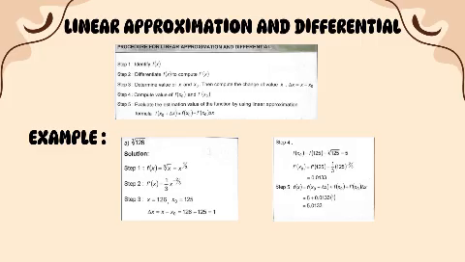For step 5, evaluate the estimation value of the function by using the linear approximation formula. f(x naught plus delta x) approximately equals f(x naught) plus f'(x naught) multiplied by delta x. Okay, now we can look at the example.